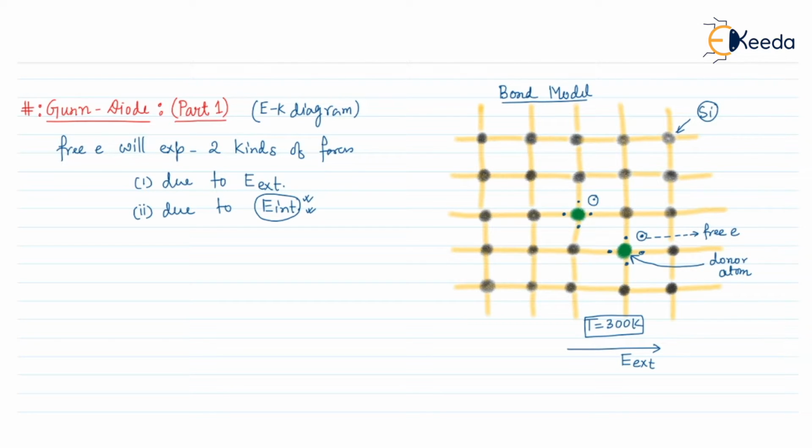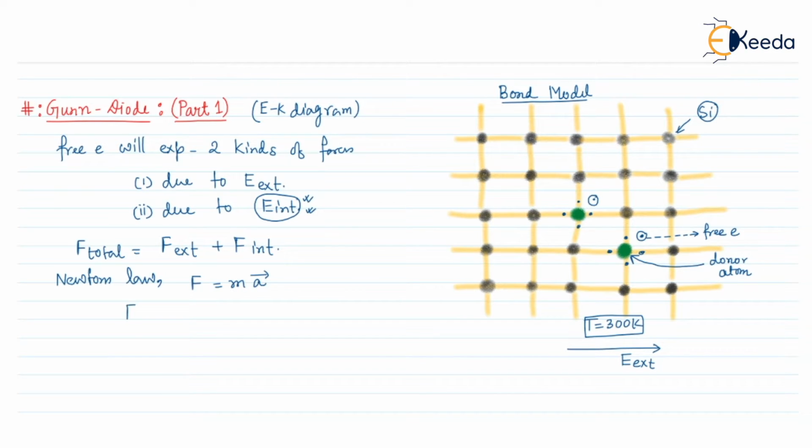Now, the total force will be the force due to the external electric field plus the force due to the internal electric field. According to Newton's law, F equals m into a, where a is the acceleration and m is the mass.